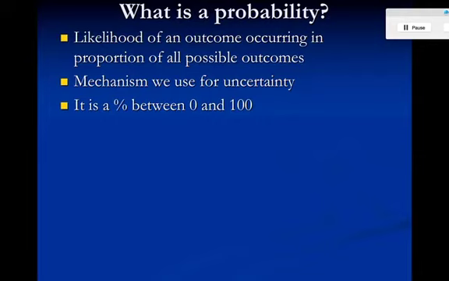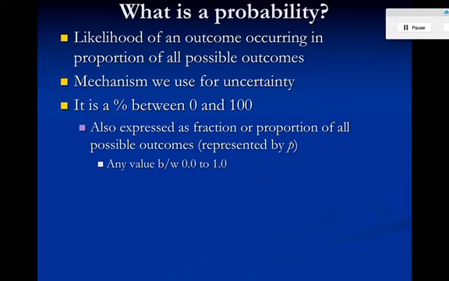So ultimately, probability is going to be a value that we can represent as a percentage, between 0 and 100. It can also be expressed as a fraction or a proportion of all possible outcomes. Normally, we represent probability with the lowercase p, which is italicized. Probability can really be any value that lands anywhere between 0 and 1. One of the things that you have to consider is that you can change this fraction or proportion of your p-value, or of this probability value, to be represented as a percentage.